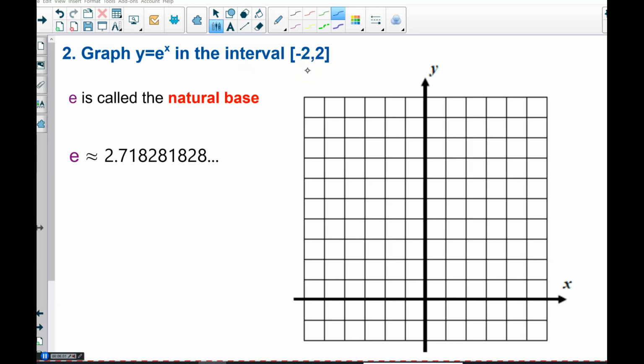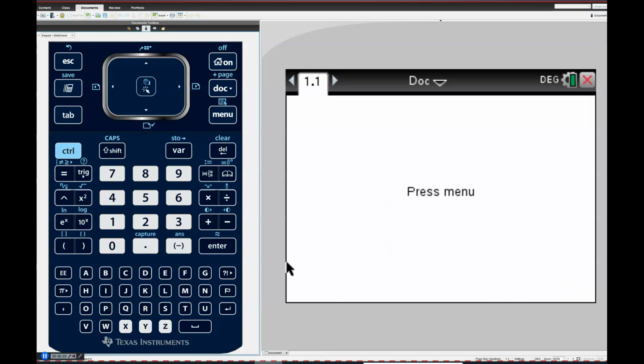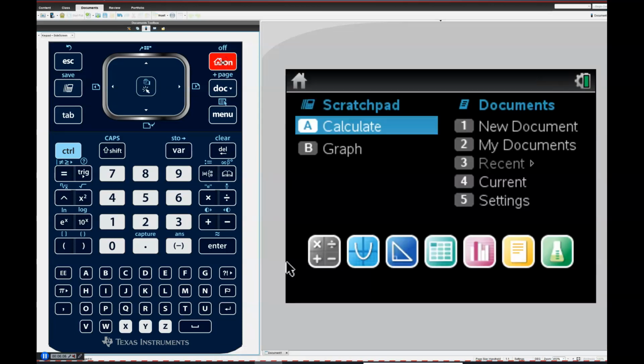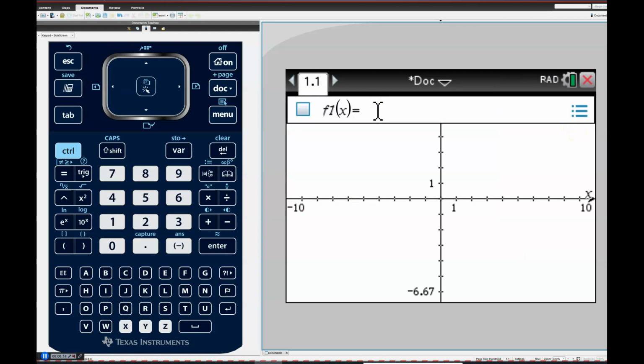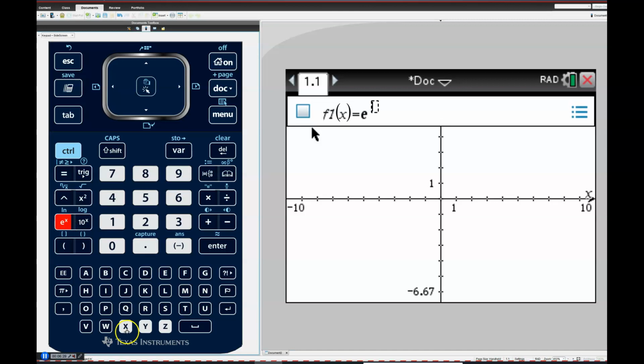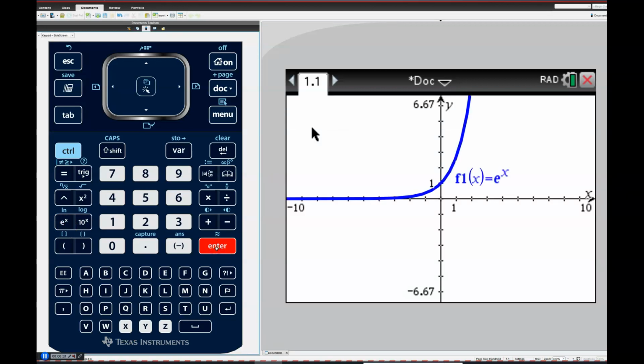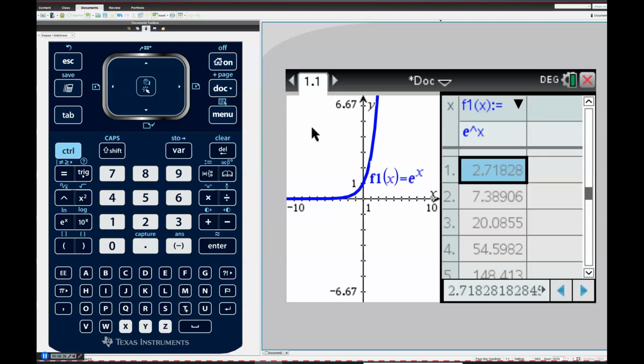So we're going to go into our graphing calculator right now. And I want you to open up a new graph page. So you can either go to a new document, add a graph page, or go to the icon and add a graph page. So where is the base? If you look on the keypad on the same row as 1, 2, 3, there is the natural base e towards the left. So you would just type in e raised to the x and hit enter, and hit Control T to get your table.